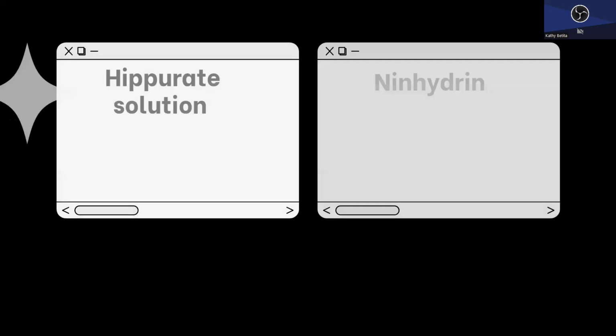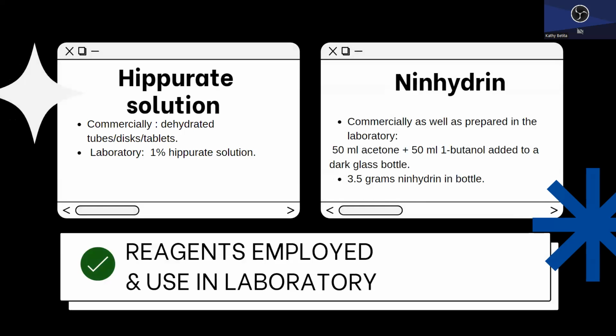So the reagents used in the laboratory, we have Hippurate solution. Hippurate solution can be found either commercially in the form of dehydrated tubes or as discs or tablets. But it can also be prepared in the laboratory as a 1% Hippurate solution. So for this, 1 gram of sodium hippurate is added to 100 ml of distilled water.